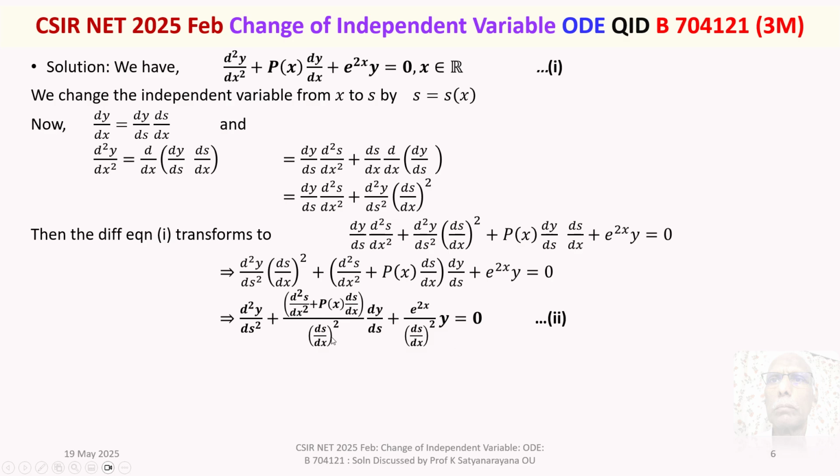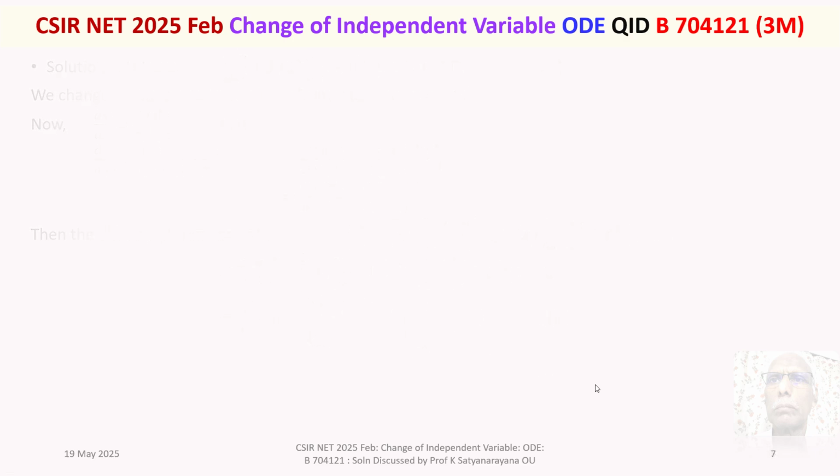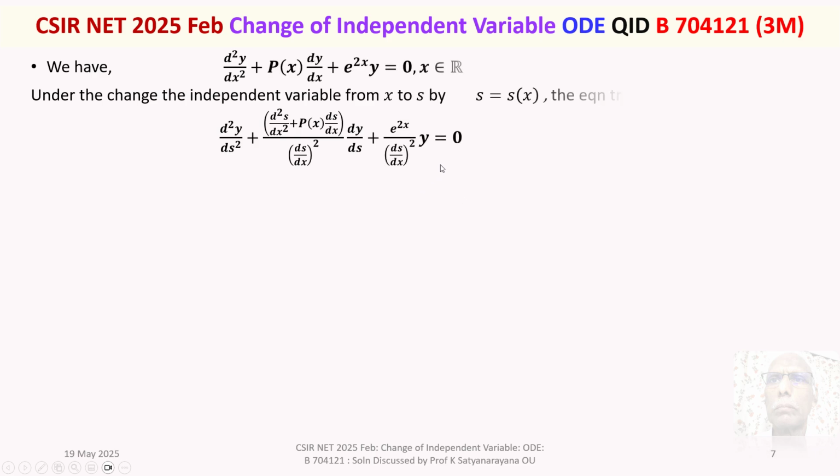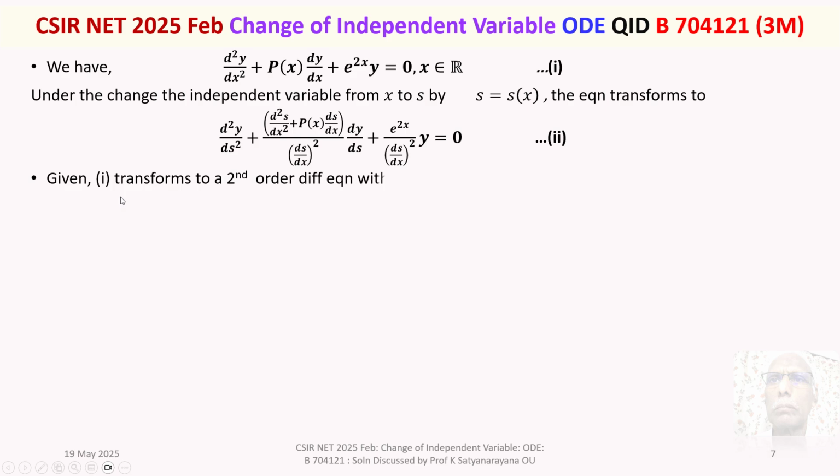Now it is given that this transformed equation is a differential equation with constant coefficients. That means this should be a constant, this should be a constant. Right. So that's what we got in the second equation. Now it's given that equation 1 transforms to a second order equation with constant coefficients. Therefore, the coefficient of y, e to the power of 2x by ds by dx whole square, must be constant, and the coefficient of dy by ds must also be constant.